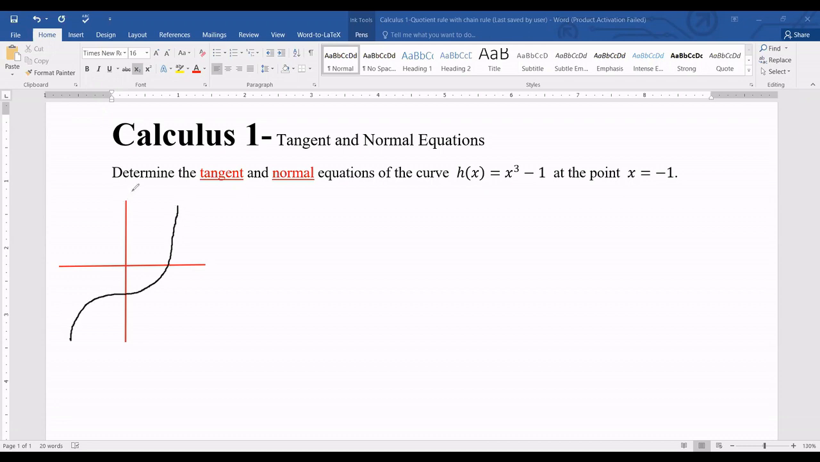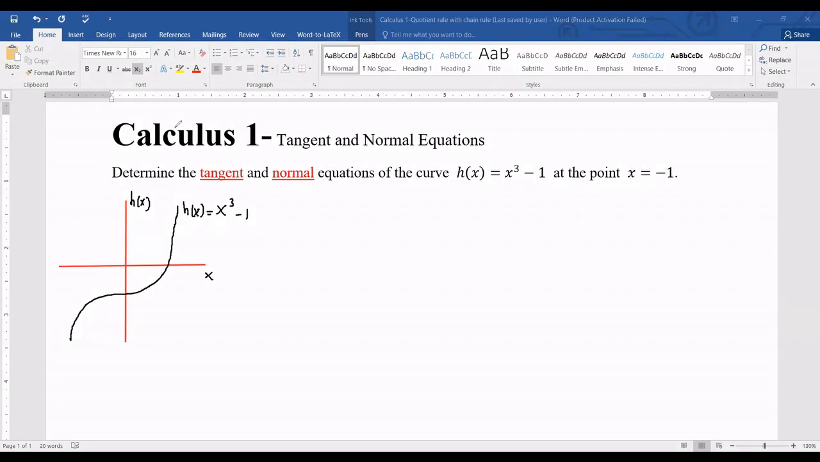Now this is your h(x), this is your x, and this is the function of x, which is x to the power of 3 minus 1. Now we're going to determine the tangent equation at the point x equal to minus 1. The normal equation will fall on the same value, x equal to minus 1. Now I'm going to illustrate the tangent line and the normal line on that curve at the point when x equal to minus 1.